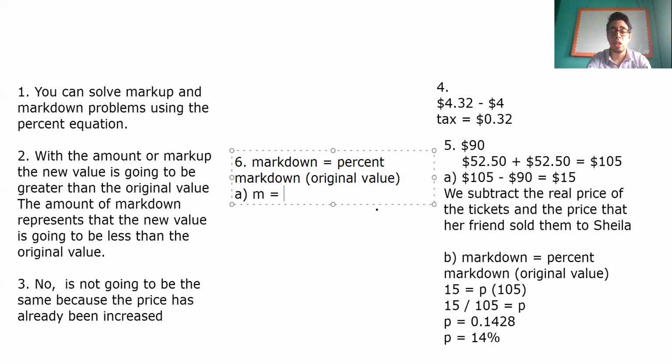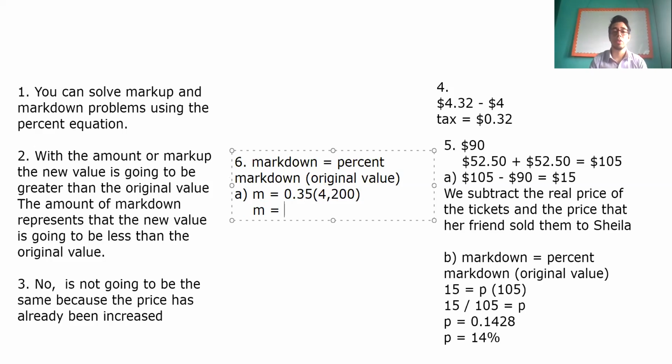The percent markdown they give you is 35% in the first one, but you are not going to multiply by the percent. I divide by 100 and I obtain 0.35. And this is going to be multiplied by the original value. The original value they have is 4,200. So please multiply this and we are going to obtain the value for the markdown for the first one.